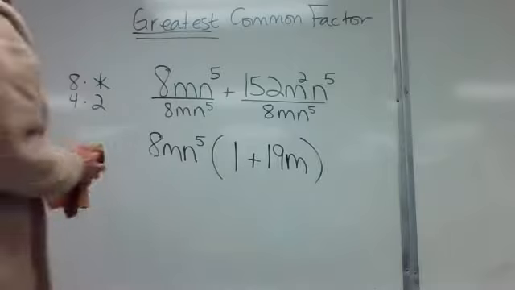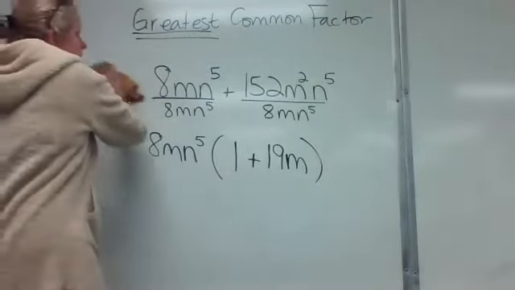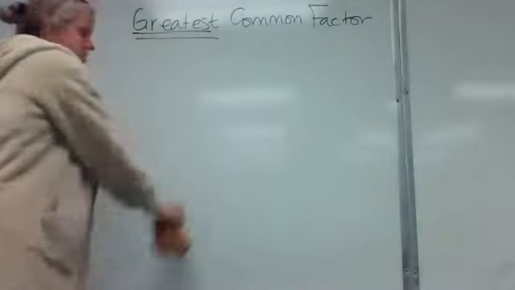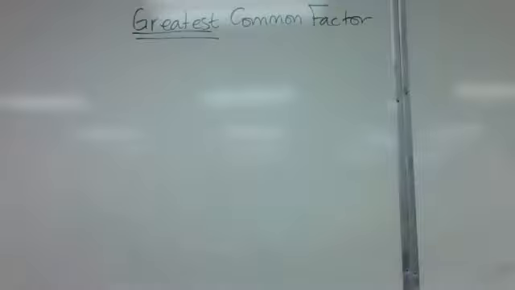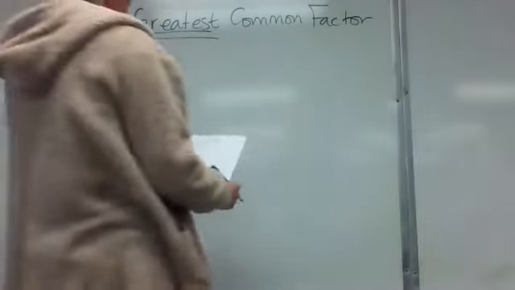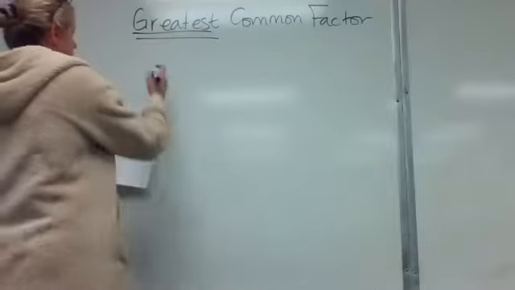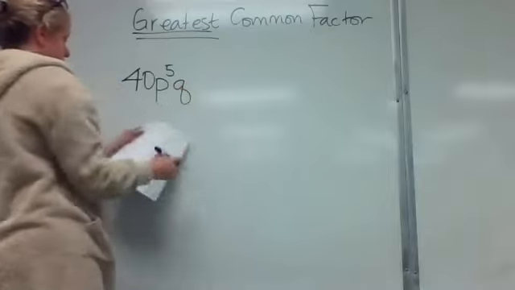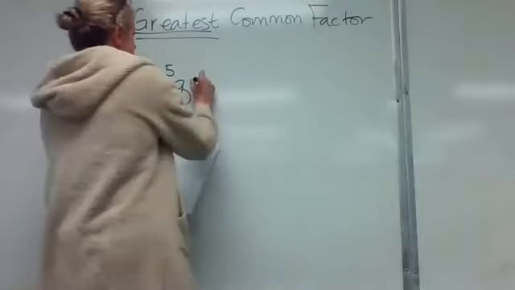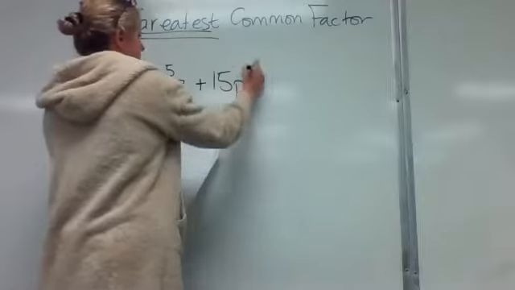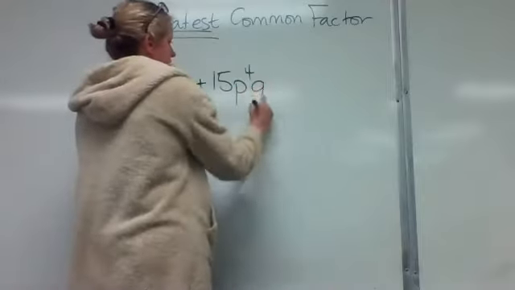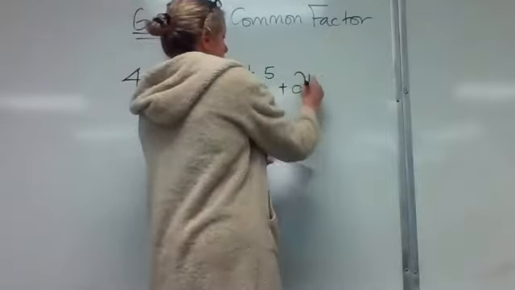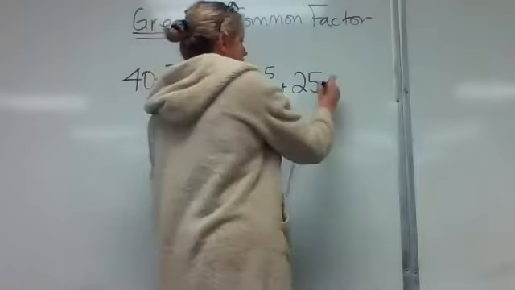Right, number 6. Ooh. 40p to the 5th q plus 15p to the 4th q to the 5th plus 25p squared q squared.